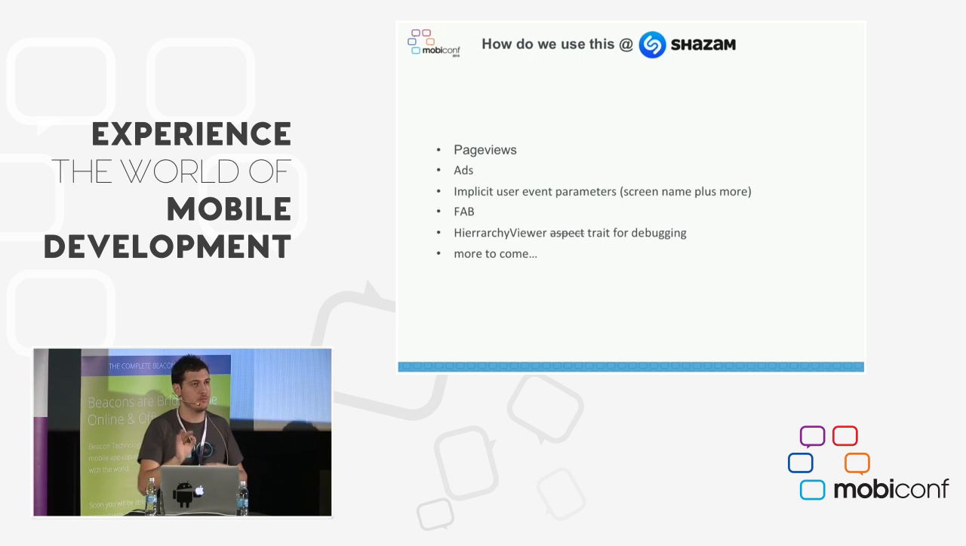And all that happens with one line of code. We also have a hierarchy viewer trait for debugging. This is a library that was created by Romain Guy from Android years ago. Basically, for those of you that don't know, a hierarchy viewer is a very useful tool. It allows you to inspect the hierarchy of your view in a tree-like format. You can zoom in and out and see how long operations took, like drawing, inflating, and that sort of thing.